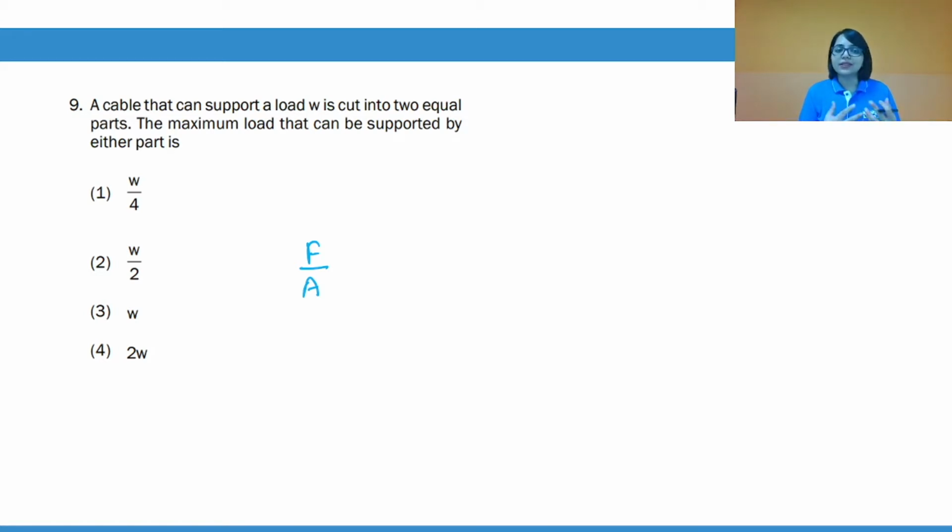So you can say that the breaking stress depends on the load as well as the area of cross section. It does not depend on the length of the wire, right? So if you change the length of the wire, the value of maximum load will not change. So the correct answer is option 3, which is W.